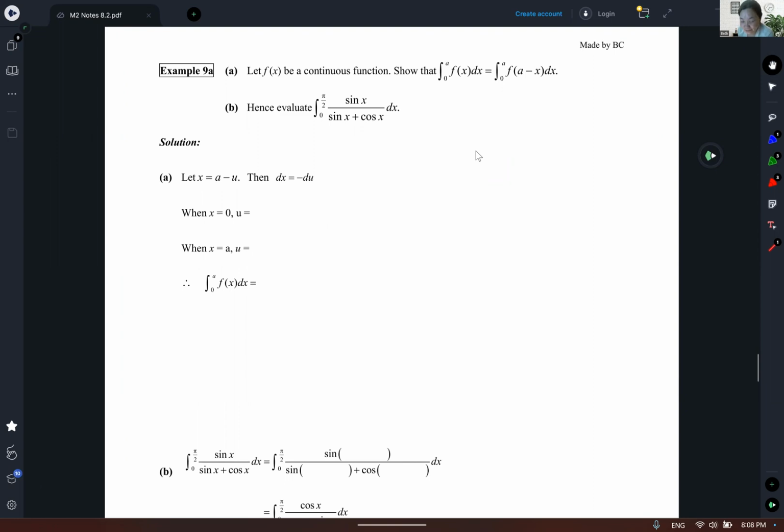Let's look at example 9. Let f of x be a continuous function, and then please show that this integral is equal to another integral. And then you're going to evaluate something. This one, the first question, is to prove that the two integrals are equal. Eventually, you should understand that the left-hand side is a value and the right-hand side is a value. So they're equal that way.